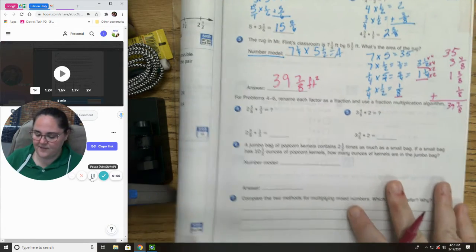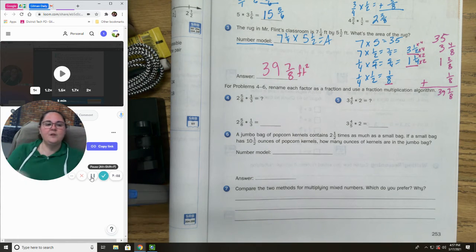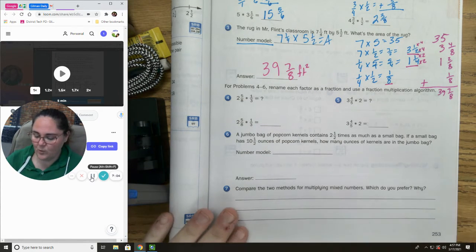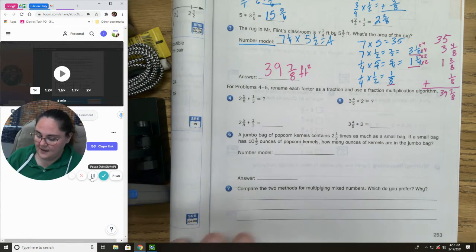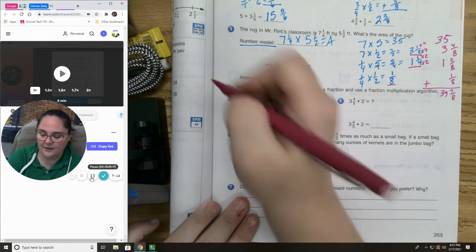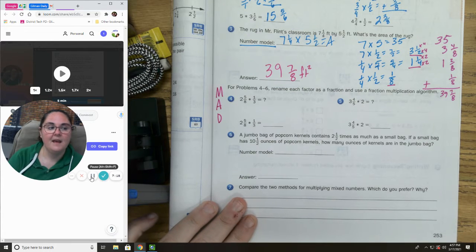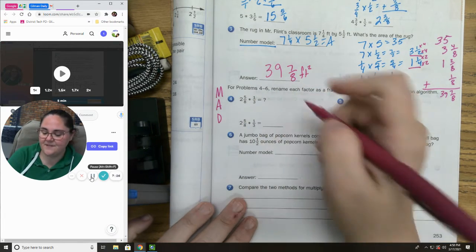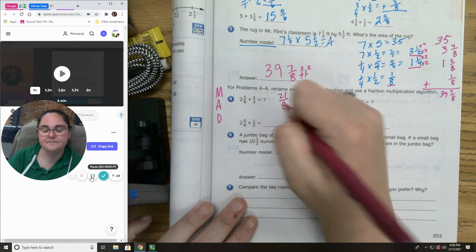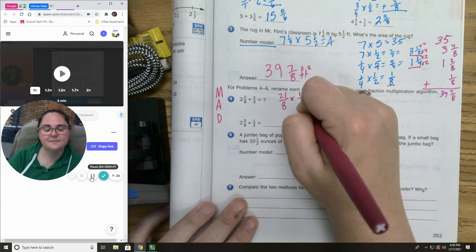Let's do the bottom half of this page. We're going to go through this one a little bit quicker, and now you get to figure out which one you're going to like at the end, okay? So number 1, it says rename each factor as a fraction, then use the fraction multiplication algorithm. So you're going to do MAD to rename it, and then you're going to multiply straight across. All right, 2 times 8 is 16. Plus 5 is 21 over 8 times 1/3.